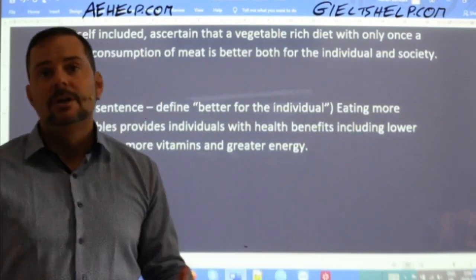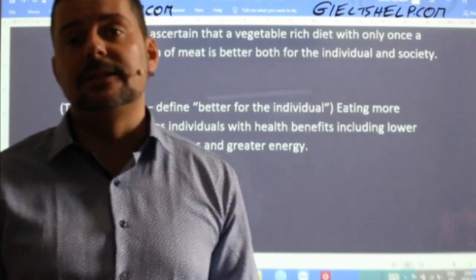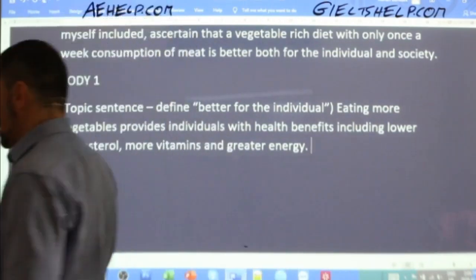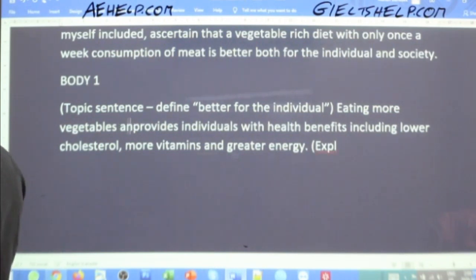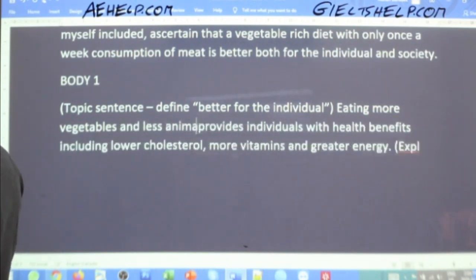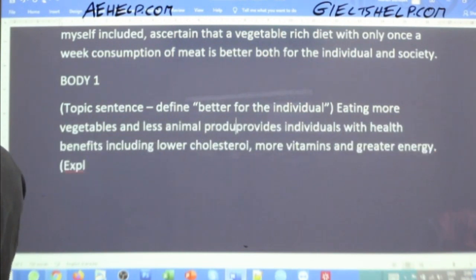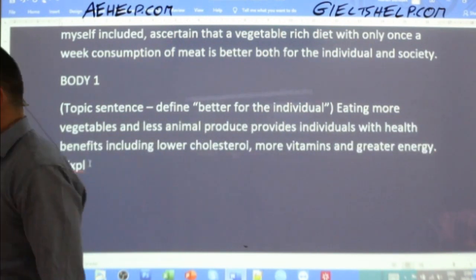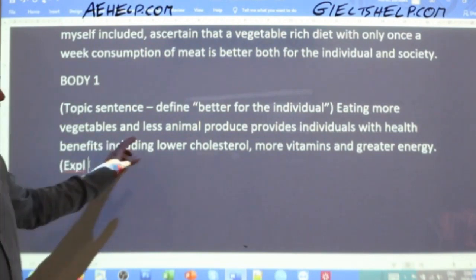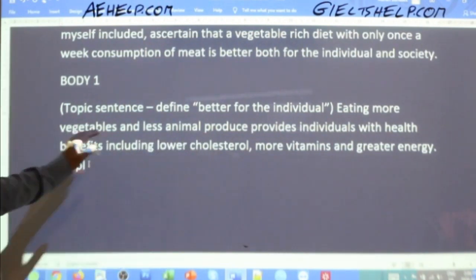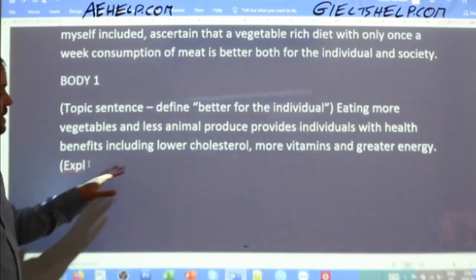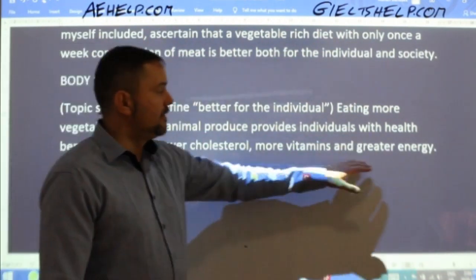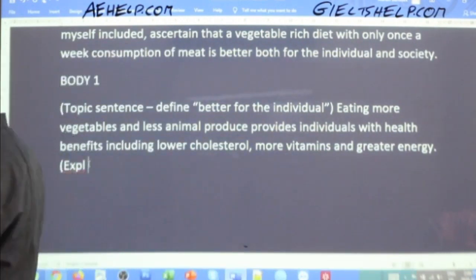All right. So that's my topic sentence. Now comes the explanation. Why? Okay. I'm going to keep going back to the original question, right? Less animal produce. So eating more vegetables and less animal produce provides individuals with health benefits, including lower cholesterol, more vitamins, and greater energy. Okay, explanation.